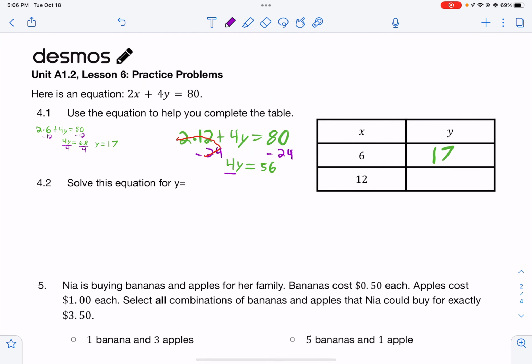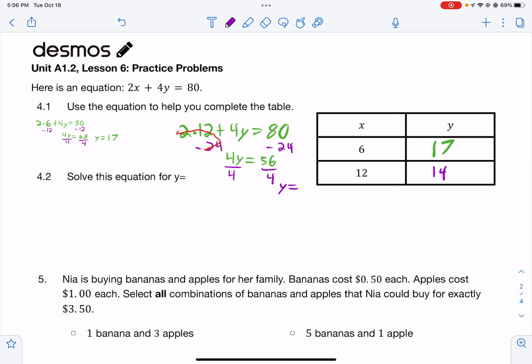Now we'll divide by 4. And now we can see what we're left with. We're left with y equals 56 divided by 4 is 14. Yep, it is 14. Okay, so now we'll solve this equation for y. It's very similar to what we just did.